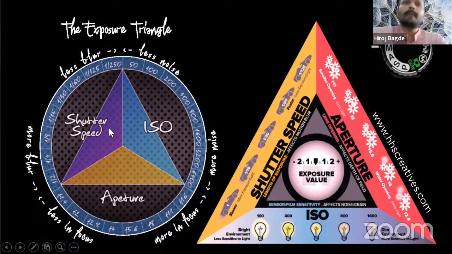I'll just explain. First of all, the first parameter is called the shutter speed. Can you see this triangle in purple? Now we have markings here. Can you see the markings? 1 by 2, 1 by 4, 1 by 8, 1 by 15, 1 by 30, 1 by 60, 1 by 125, 1 by 250. Now this is the fraction of a second for which the shutter remains open.